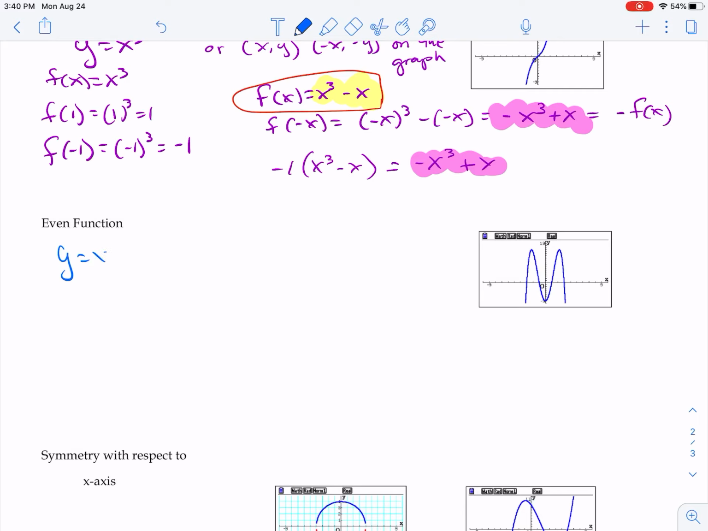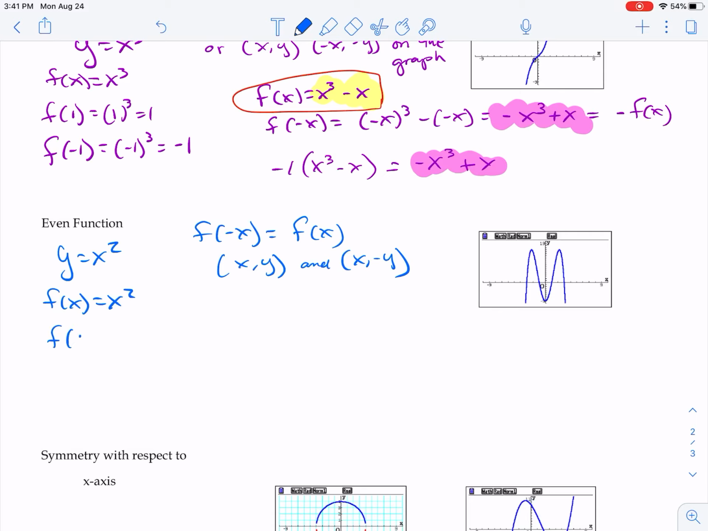Y equals x squared. And what happens is when I plug negative x into the function, I get the same answer. Or x, y is on the graph, and x, negative y are on the graph. Again, you change this to f of x equals x squared. F of 1 is equal to 1 squared, which is 1. If I plug in negative x, you get negative 1 squared, and you get 1. They both equal the same thing.